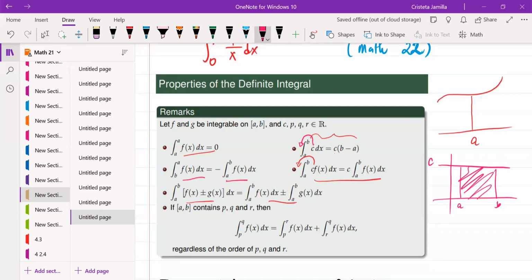Next, if you have the integral of f from b to a, you can flip the limits of integration. So we have from a to b and then add the negative sign. So the integral of f from b to a is equal to the negative of the integral of f from a to b.